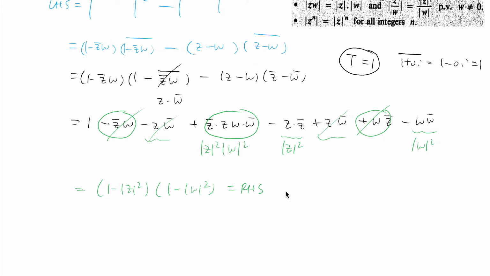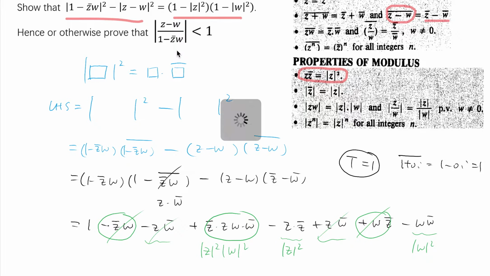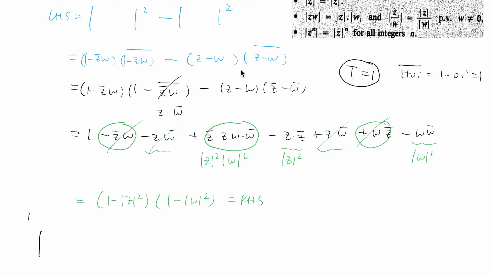And then the second part of the question is an inequality proof. We're going to show that the modulus of z minus w divided by 1 minus z conjugate w is less than 1. Okay. So for this kind of proof, if we don't know where to start, we'll do a simplification first, and then we're just going to copy it down in reverse. So let's start with, this is all on your draft paper. Okay. This is all on your draft paper.